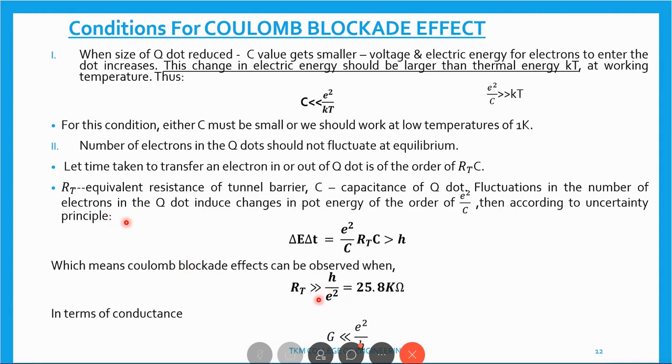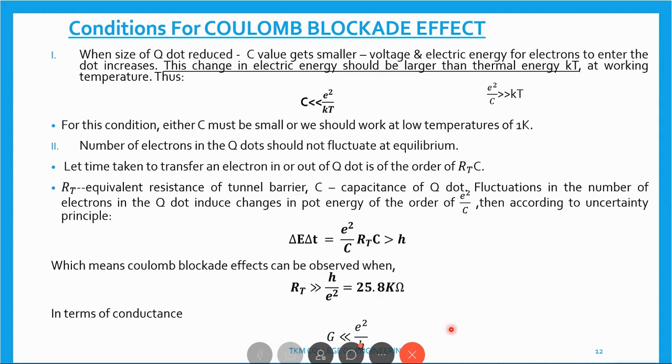So the equivalent resistance of the tunnel barrier, the barrier which is there between the reservoir and the quantum dot, should be greater than 25 kilo ohm. Or in other words, you can say G should be the conductance. So these are the main conditions. The first condition is that you should work at a temperature where the thermal energy kT is lower than the charging energy, which implies C should be lesser than e square by kT. And the next condition is the tunnel barrier's resistance should be greater than 25 kilo ohm.